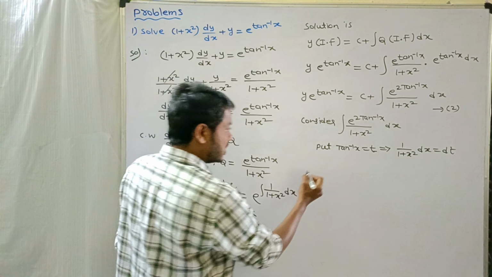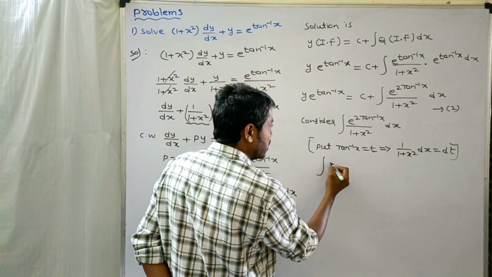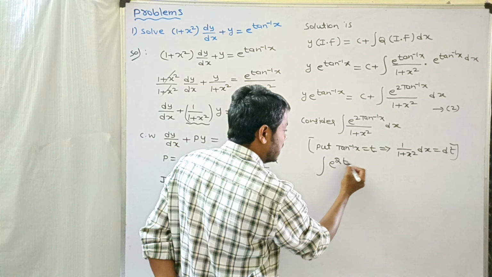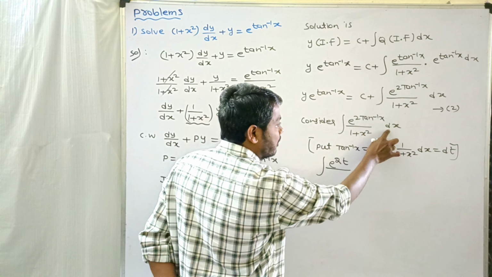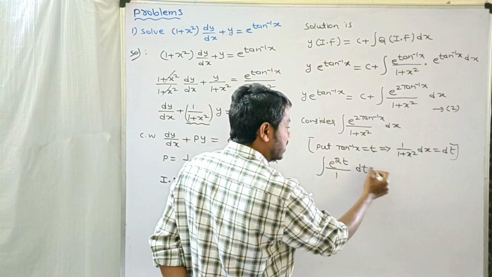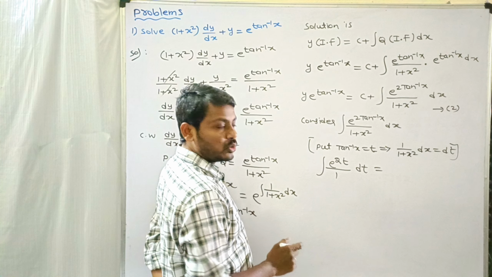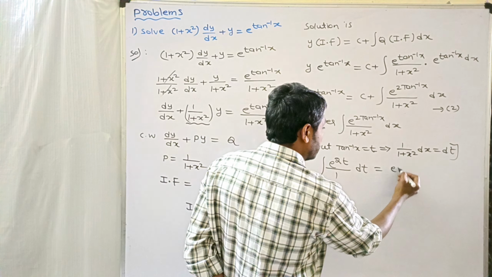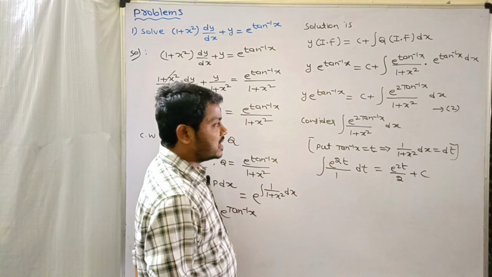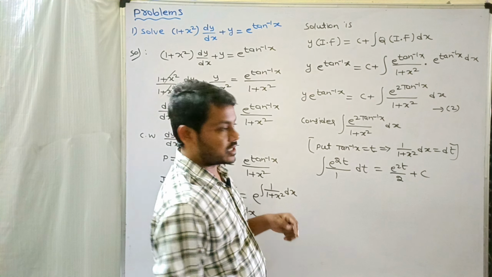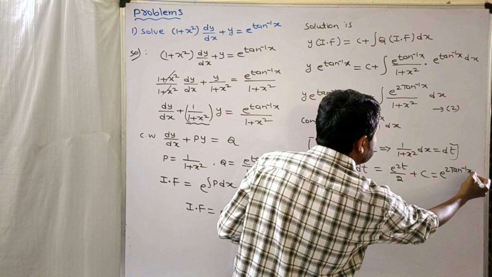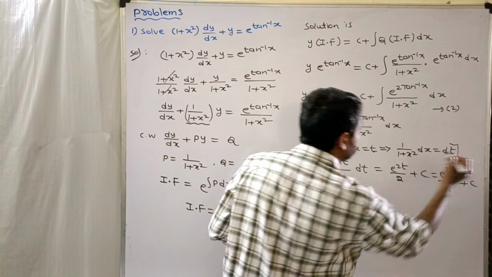So replace with them. Therefore, we get e^(2t), where t is tan⁻¹x, divided by 1/(1 + x²) dx, that is dt. We know that the integration of e^(2t) dt is e^(2t)/2 plus some constant. Since the t value is tan⁻¹x, it is e^(2tan⁻¹x) divided by 2 plus c.